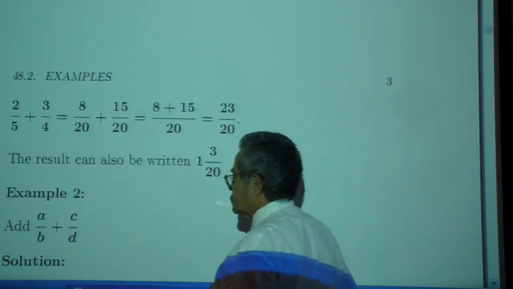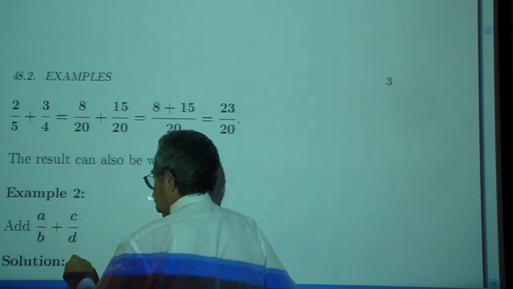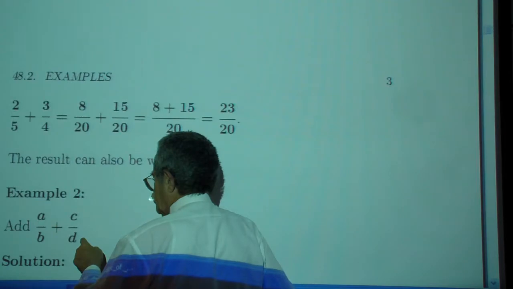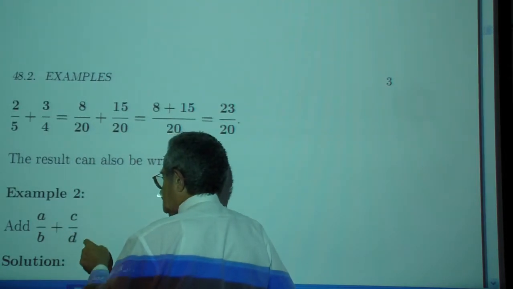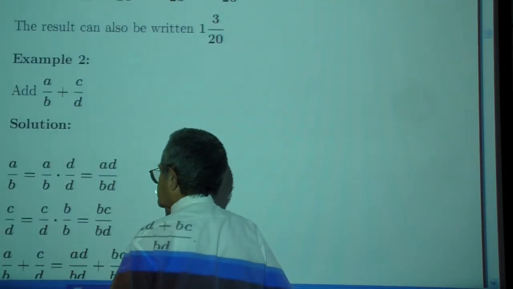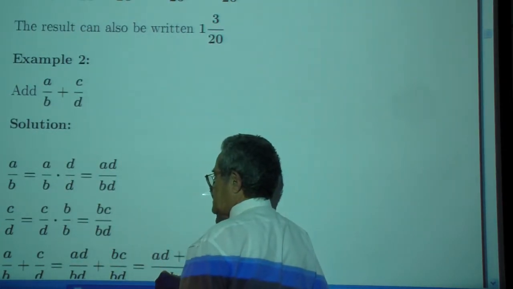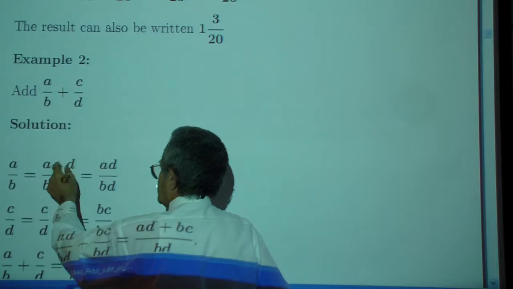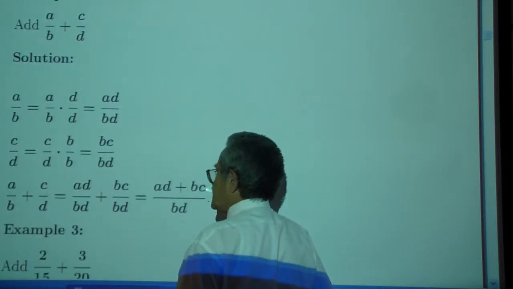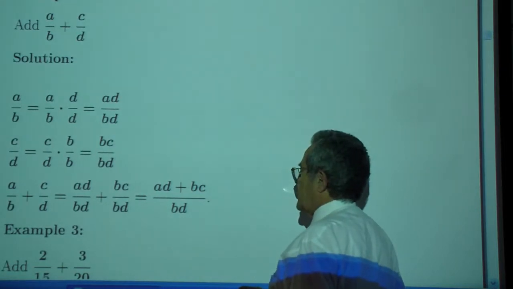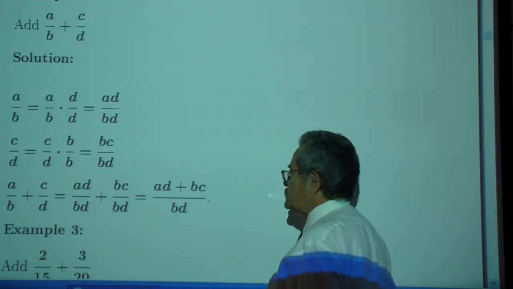Example 2. You want a common denominator for b and d. Multiply by 1 in the form of b over b, and by 1 in the form of d over d. Same denominator, bd. Numerator AD, numerator BC, so the sum is AD plus BC over BD.